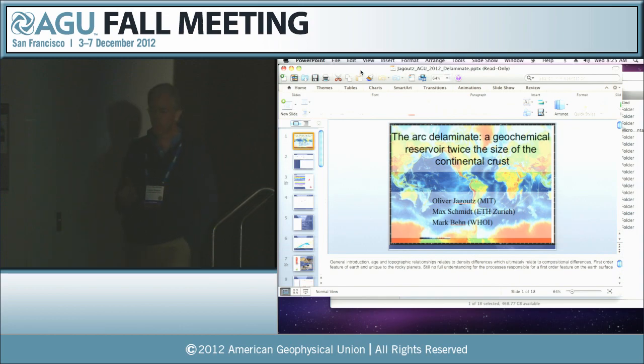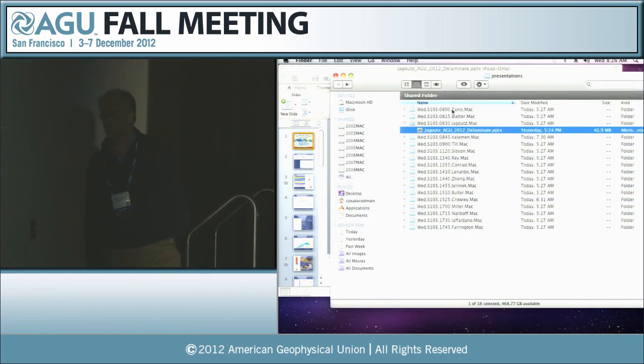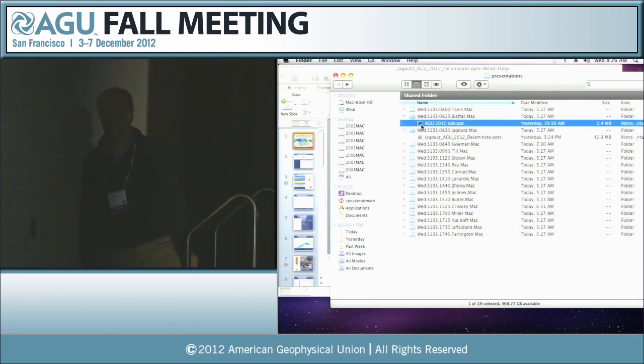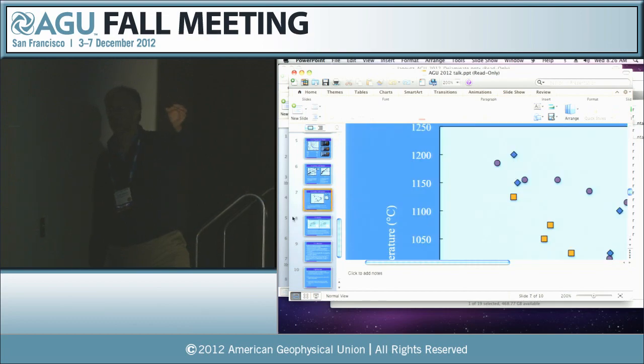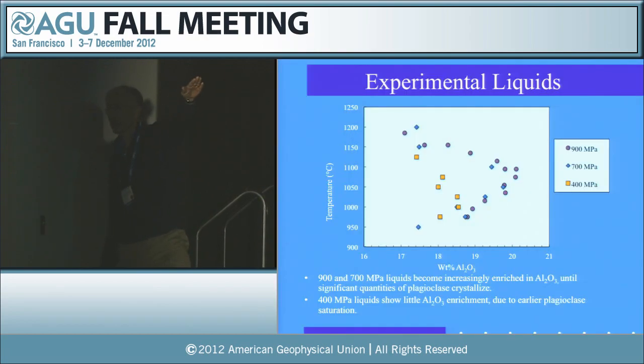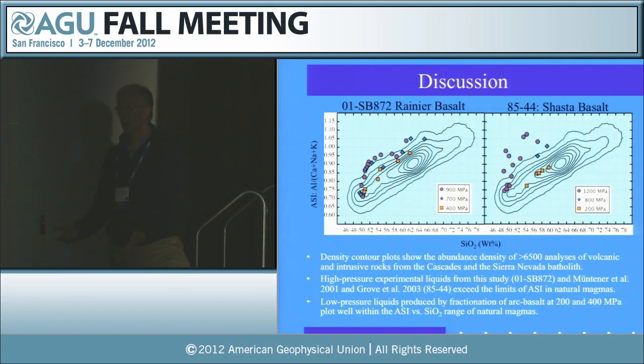Well, I won't force you to go back to that. You saw that the liquids go up in ASI, and then they bend over, and then they tend to track parallel to the natural magma array. That bend over takes place once they've saturated with plagioclase. So they climb and climb in ASI without increasing a lot in silica, and then they saturate with plagioclase, and they stop climbing in ASI anymore. So if there's a nucleation problem with plagioclase, then that would be an explanation.